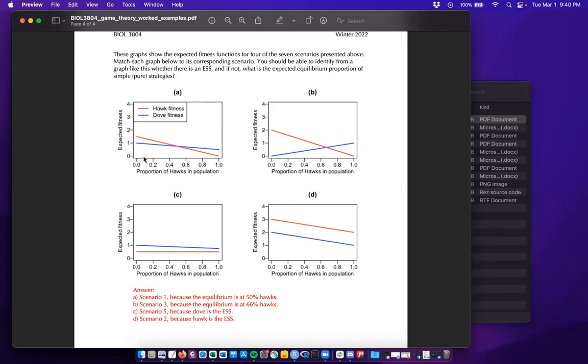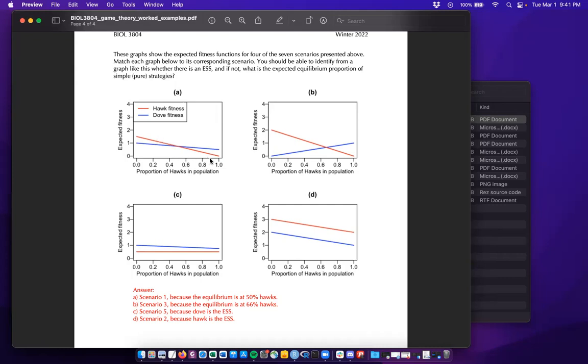You'd be better off as a hawk, right? Because that's got the higher fitness. Exactly. So what will happen is hawks are doing better, more hawks will reproduce more, and the population will start to move toward that equilibrium point. We'll start to get more and more hawks in the population.